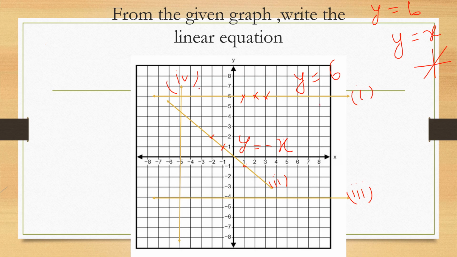The third is the same as the first. Since it is passing through -4 and is parallel to the x-axis, this is y equals -4. And the fourth line is passing through -5 on the abscissa and is parallel to the y-axis. Clearly, the equation is x equals -5. I hope up to these questions is quite clear to you and the concepts of graphs are also clear to you. All the points which lie on the graph are said to be solutions of the linear equation. And in reverse, every solution of a linear equation in two variables represents a point on the graph.